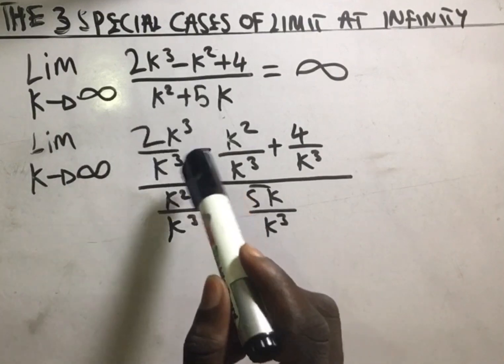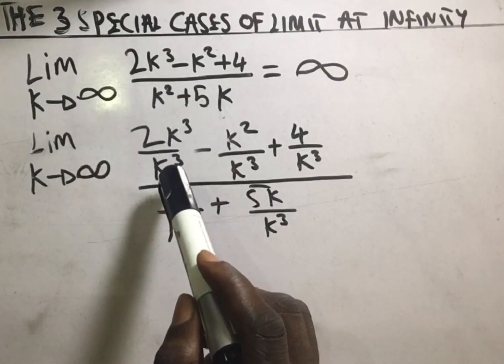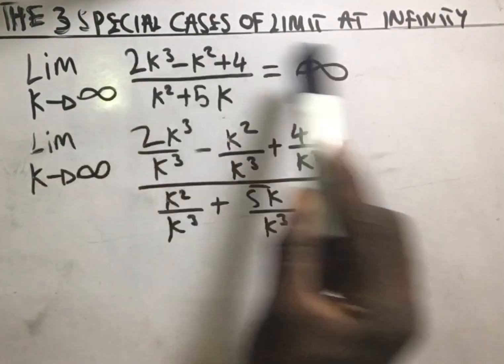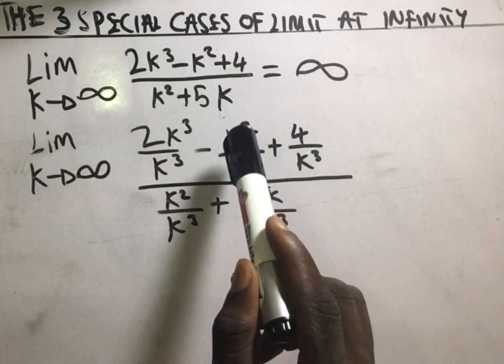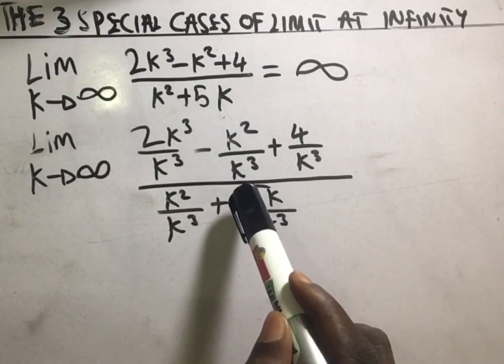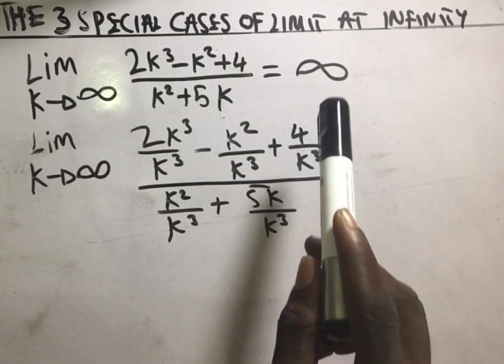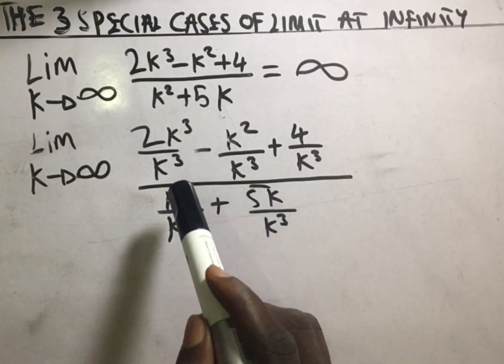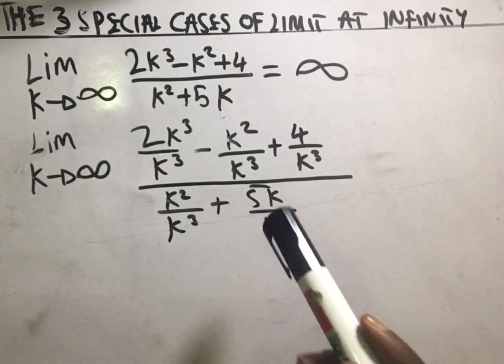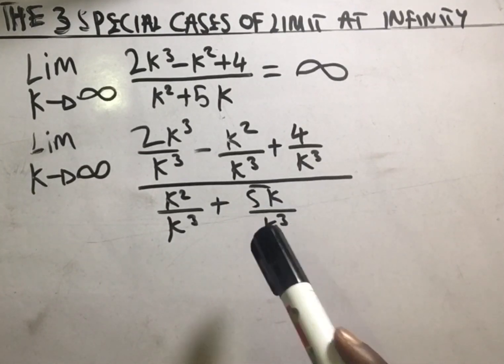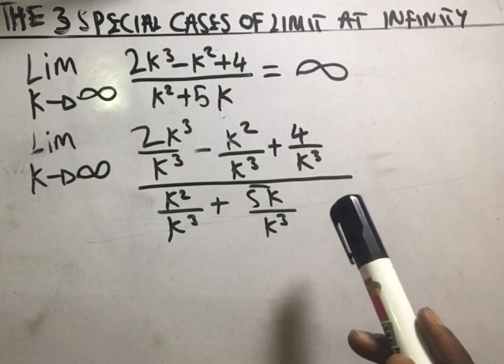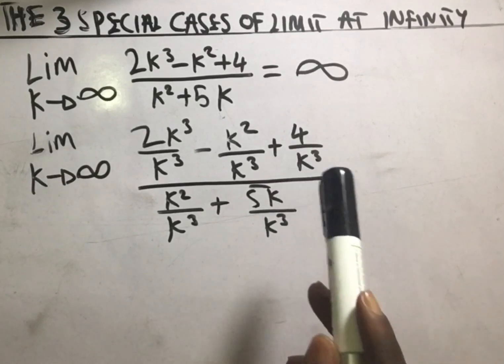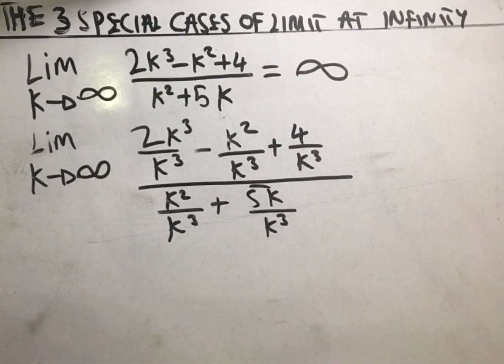And doing that, we have 2 divided by k cubed. We do the same for all other factors, which gives us k squared over k cubed as well, plus 4 all over k to the power of 3 as well. Then for the denominator, we'll do the same. k to the power of 2 divided by k to the power of 3 plus 5k divided by k to the power of 3. So we have successfully divided by k to the power of 3 all through.